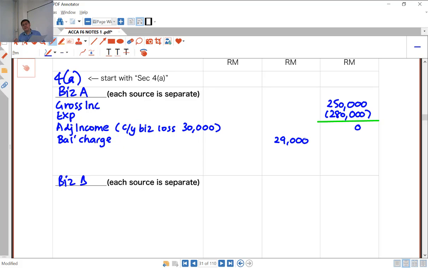Now after the balancing charge, you will go on with the CA. If you have the unabsorbed CA, you pick up the unabsorbed CA brought forward first, and then your current year CA.